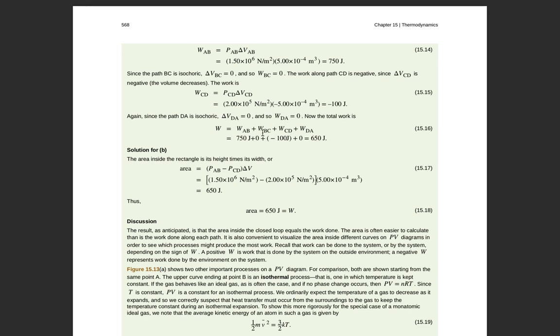So once we add all these up, you have work done on A and B, 750, which we found. B and C is 0. C and D is negative 100. And D and A is 0. So our total work done is 650 joules.